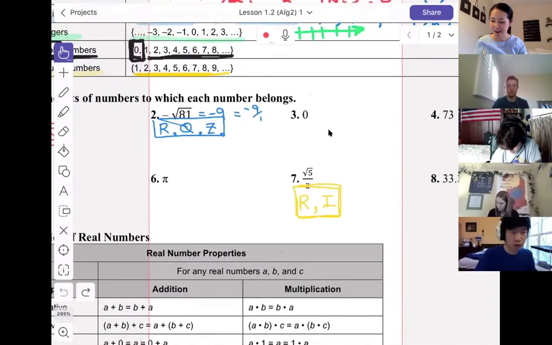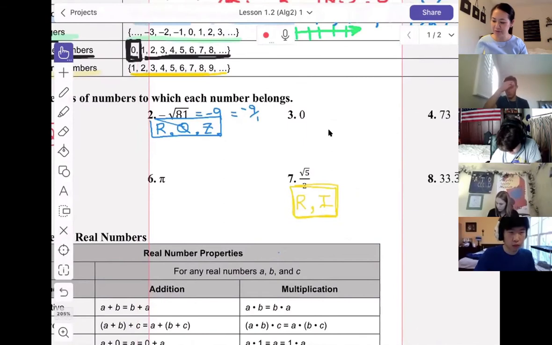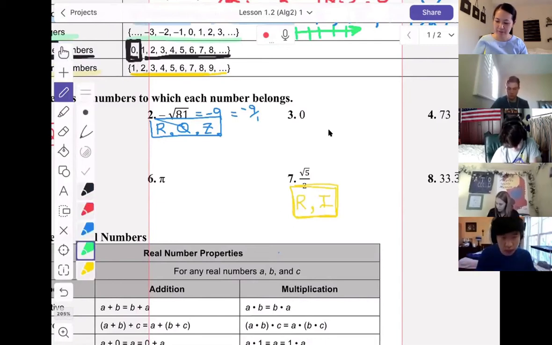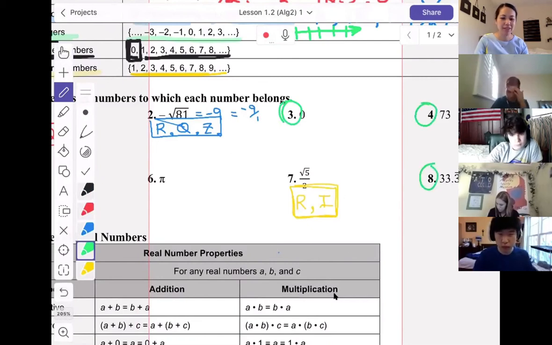Okay, all right, so let's have you guys do number 3, number 4, and 8. 3, 4, and 8. All right, I'm gonna put you guys into breakout rooms and we're gonna do 3, 4, and 8 together. Once you are done, leave the breakout room and come back to the main room so I know that you are ready. All right, here we go to your breakout rooms.